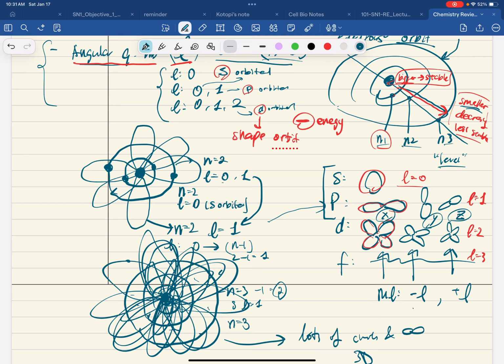So let's say if L was equal to 3, then the ML will be minus 3, minus 2, minus 1, 0, 1, 2, 3. So those are the ML. They just mean the orientations. So in this case, it will have 1, 2, 3, 4, 5, 6, 7 orientations.